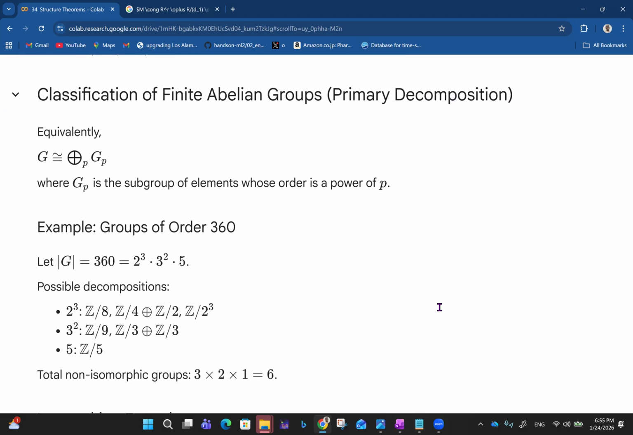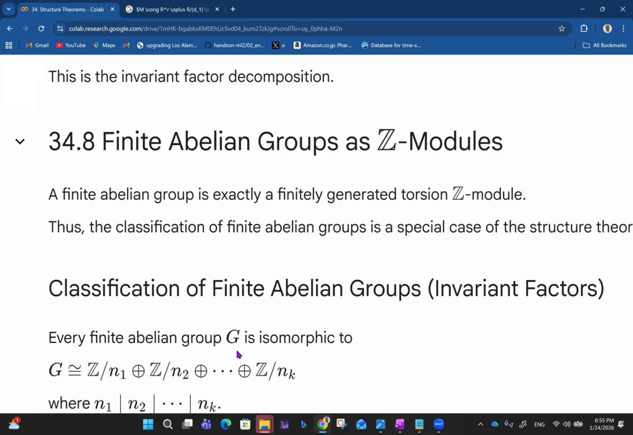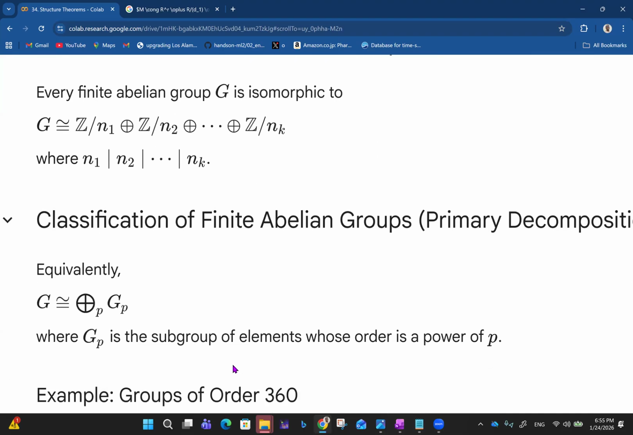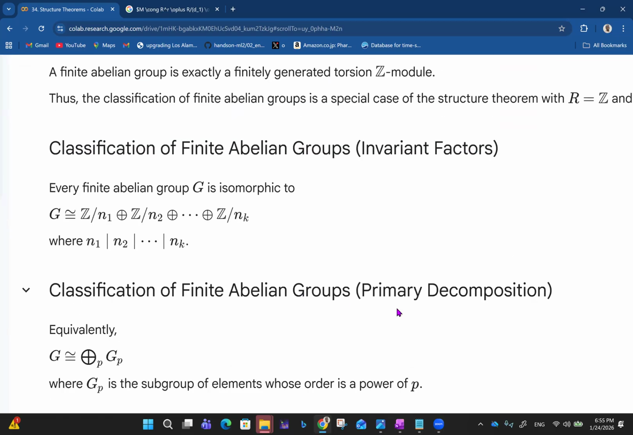Okay, let's go step by step. Every finite abelian group G is isomorphic to Z/n1 ⊕ Z/n2 all the way to Z/nk, where n1 divides n2 and up to nk. And we have the classification of finite abelian groups talking about primary decomposition, which is equivalently G being isomorphic to the big direct sum over p of G_p, where G_p is the subgroup of elements whose order is a power of p.